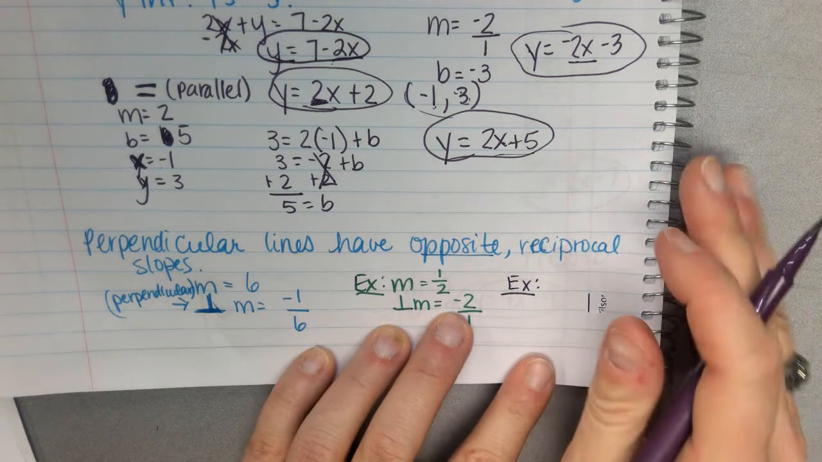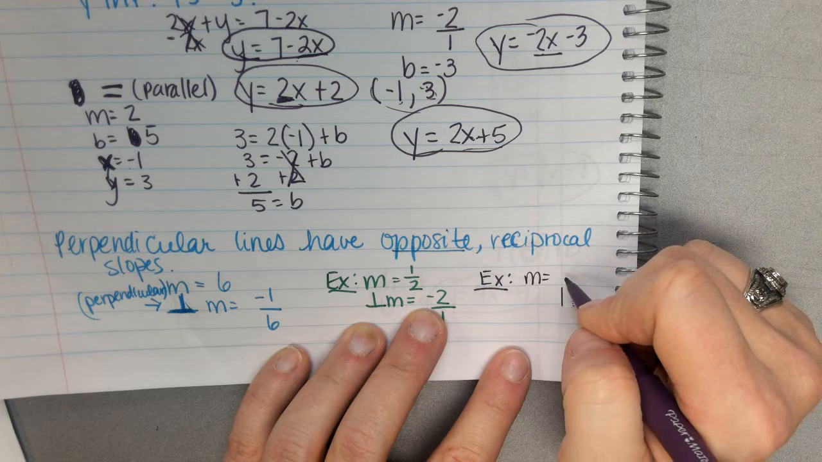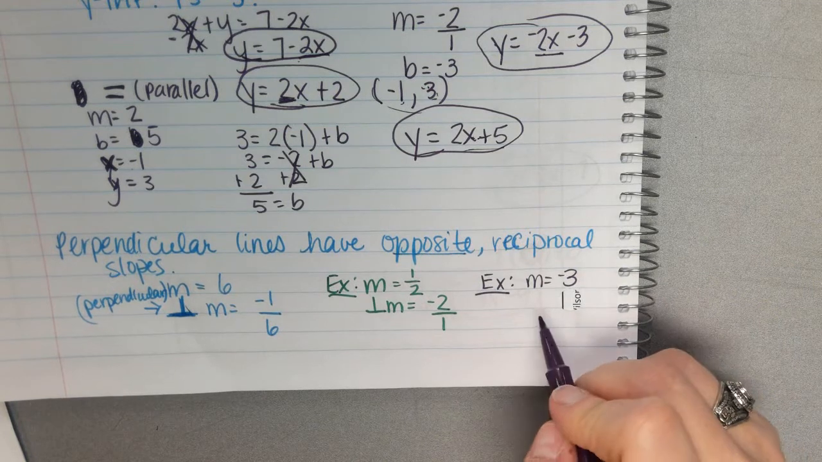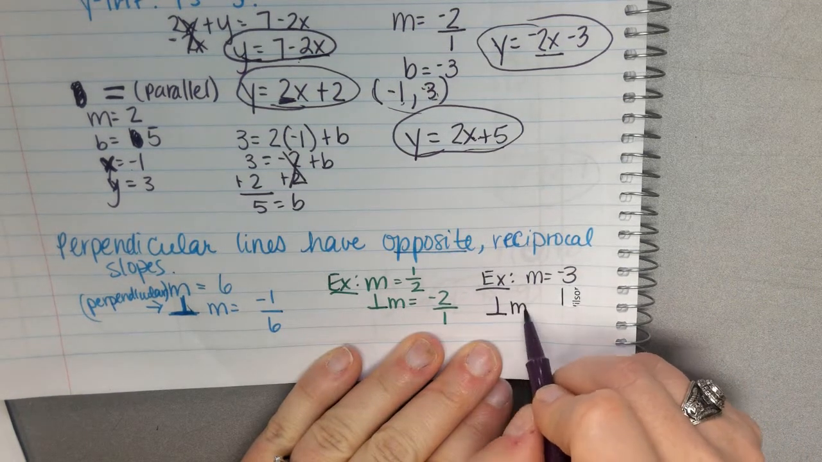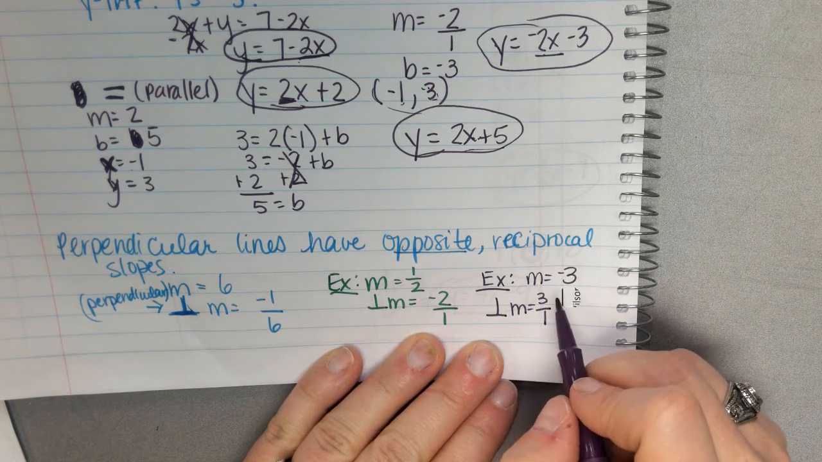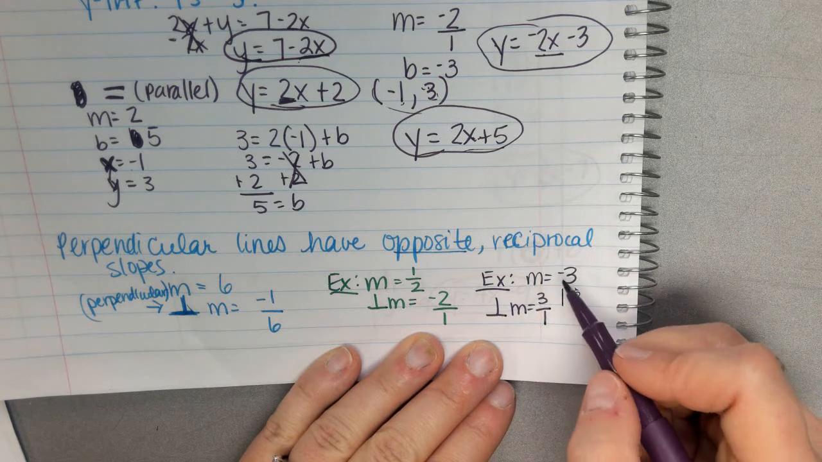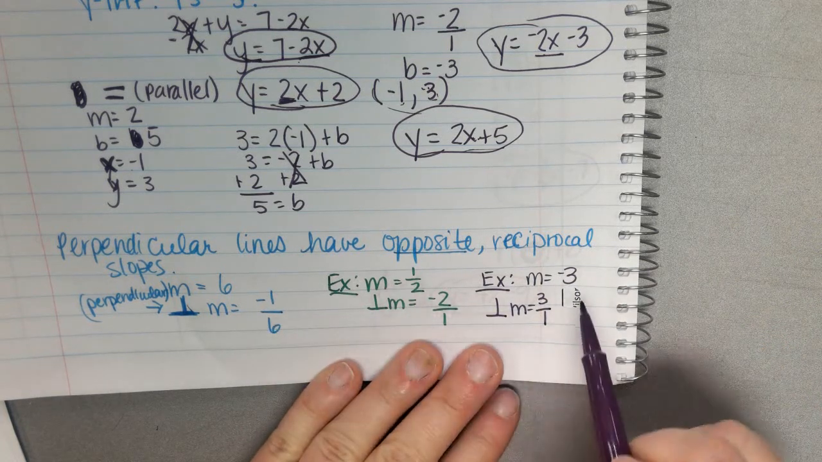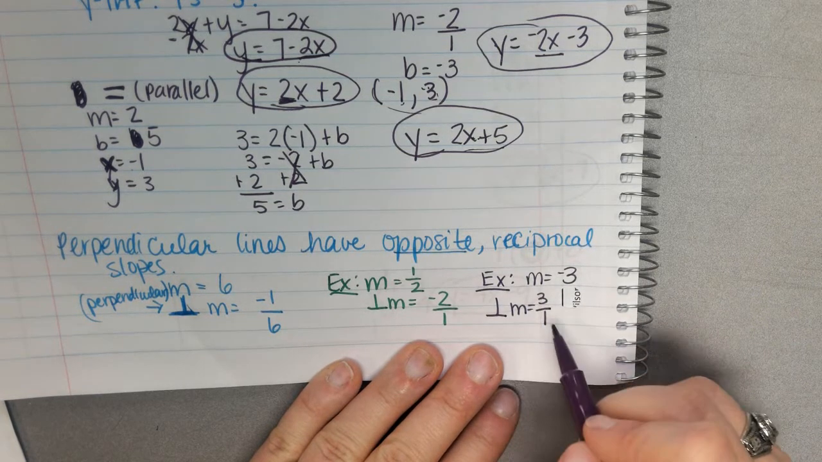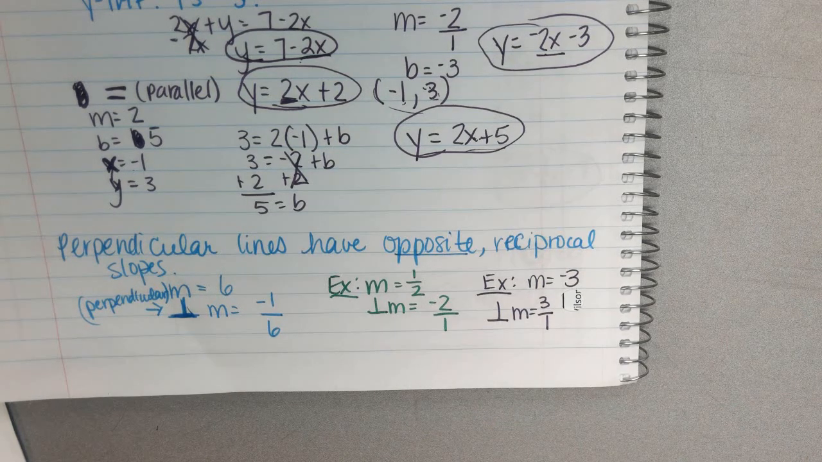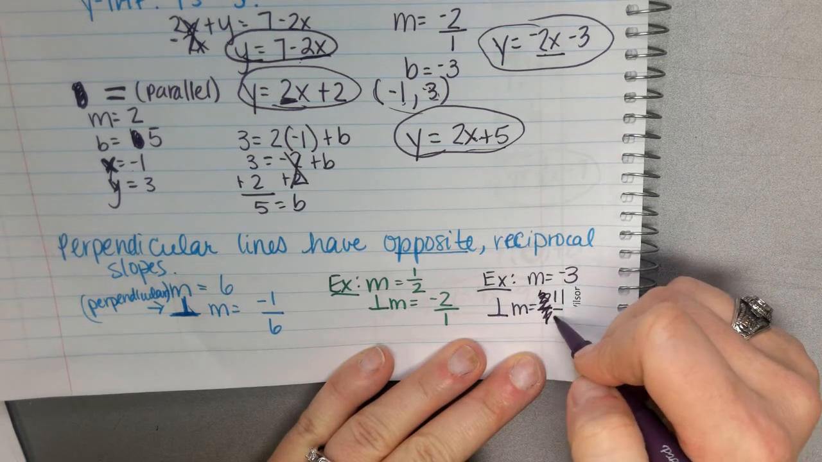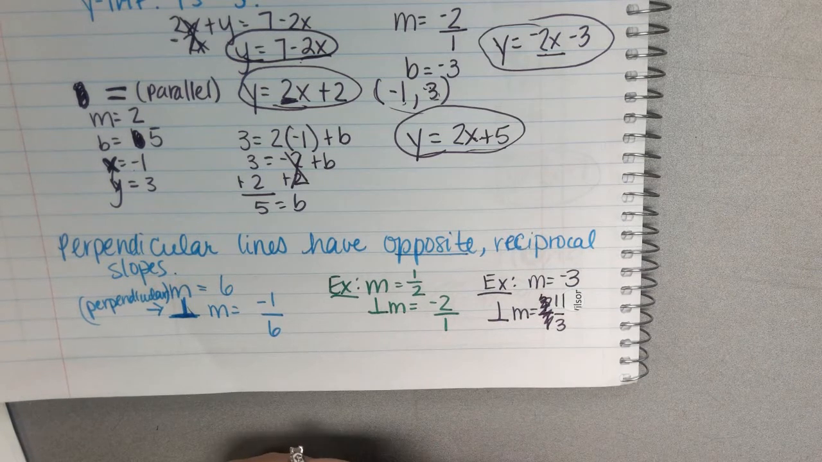And then here, if your original slope is -3, what is a line perpendicular to -3? Think about it. Is it negative or positive? It's going to be positive because it's the opposite. So we made these negative because they were positive, but on this one we're going to make it positive because the original was negative. So this is your perpendicular slope. Oh, not 3/1. 1/3. You gotta switch it around.